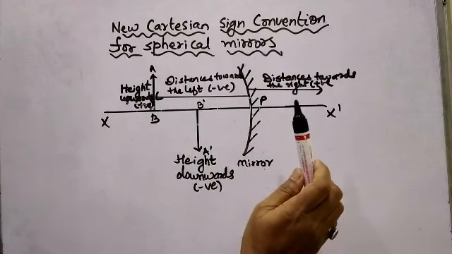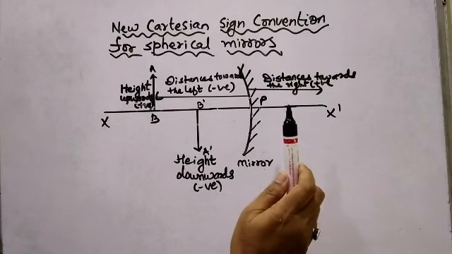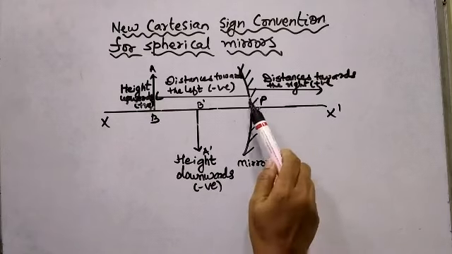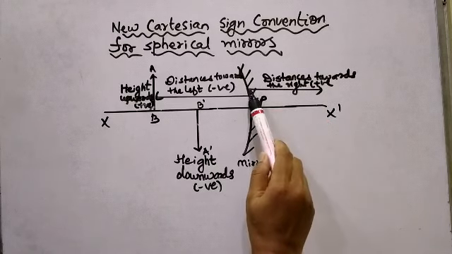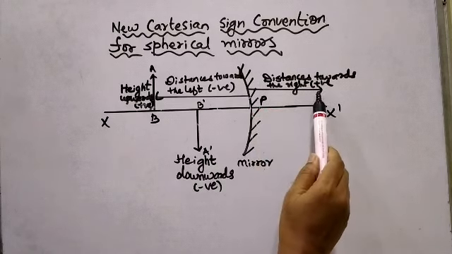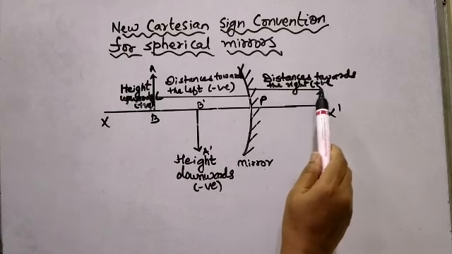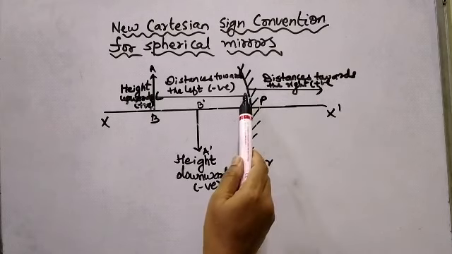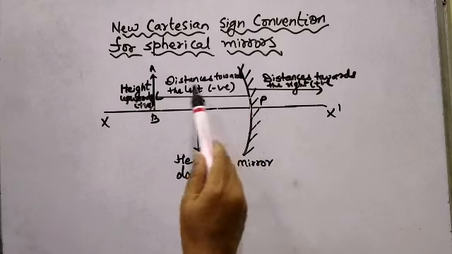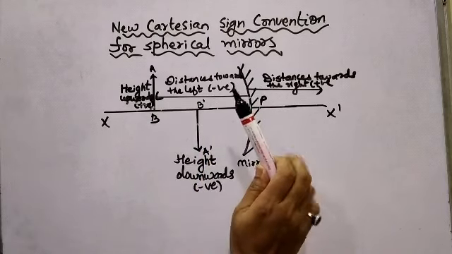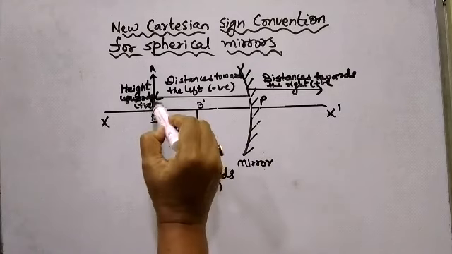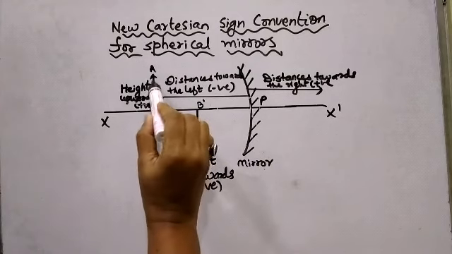Now the third convention is that all the distances that are measured to the right side of the origin, this is your origin, the pole is the origin, will be taken as positive. Whereas when we measure any distance to the left hand side of the origin, the distance will be taken as negative. Then we measure distances perpendicular to and above the principal axis.